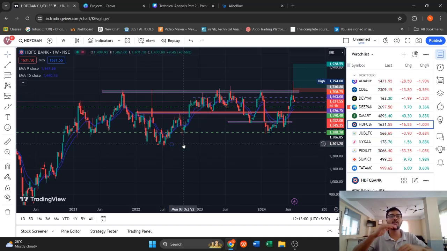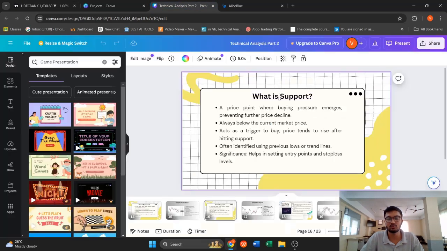So if it is respecting the support and resistance, that means it's not breaking the support, it is not breaking the resistance, then you can trade in between. Every time it comes at support, you buy. Every time it comes at resistance, you can sell. But if it breaks, then every time it breaks a support, you have to go short. Every time it breaks a resistance, you have to go long. You would be thinking, why am I repeating this particular thing so many times?